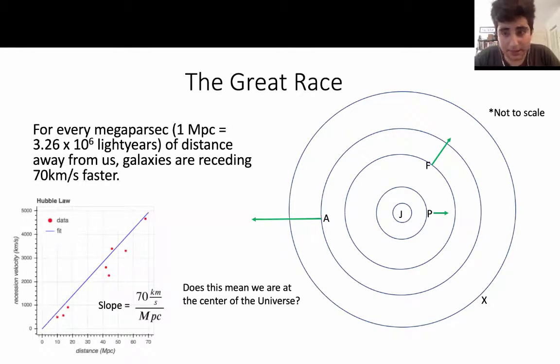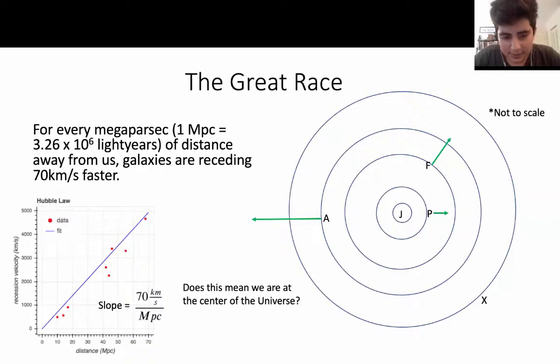And in universal terms, you could say, and this is based on observations, that for every megaparsec of distance you go away from the Earth, galaxies are going to be receding 70 kilometers per second faster. And that's what's called Hubble's constant, this 70 kilometers per second per megaparsec. And you can see a similar graph, except it's based on distances from the Earth of galaxies and the respective recessive velocities.